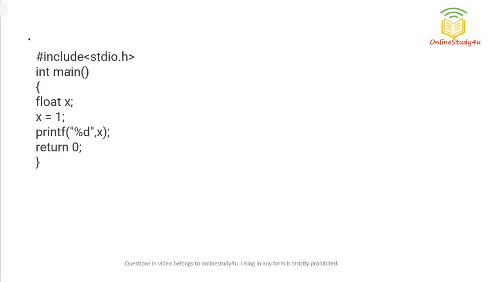So here also you have to tell the output. We have a float variable x, and we are initializing x equal to 1. Now x is a float value, right? And we are using this format specifier, which is what we use for integers. So what will happen is that some random garbage value will be printed.